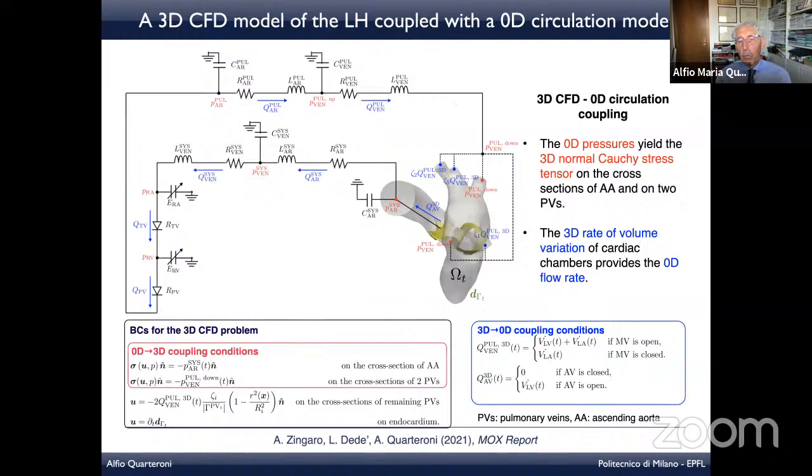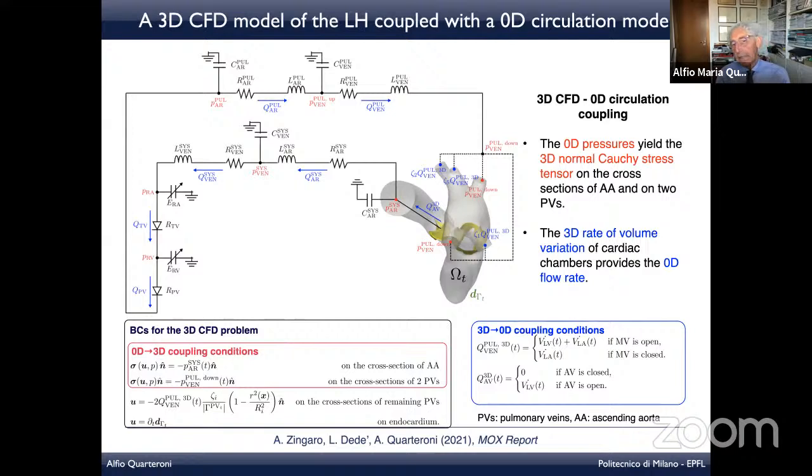Now, what you have seen so far is a model, an electromechanical fluid model that concerns the heart, or more specifically the left heart. Now, the point is that the left heart is not in the middle of nowhere. It should be connected with the rest of the circulation.